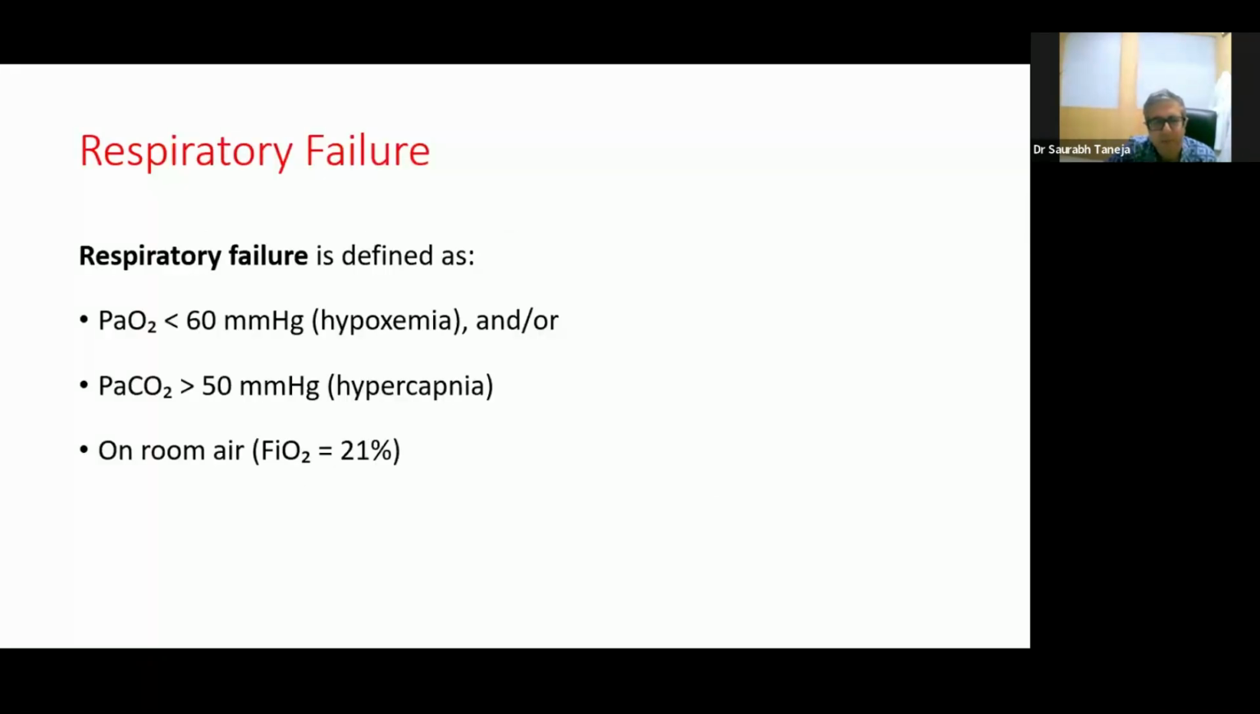So when you talk about respiratory failure, it is defined as a PO2 of less than 60 and/or PaCO2 of more than 50 millimeters of mercury. So hypoxemia and/or hypercapnia, and this is defined when the patient is on room air. That is a FiO2 of 0.21.